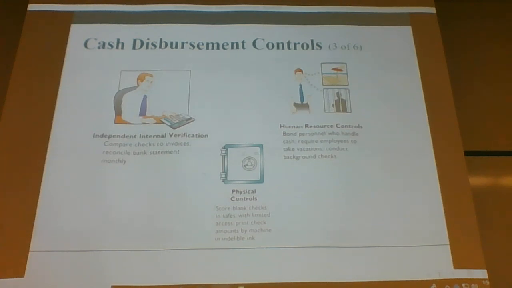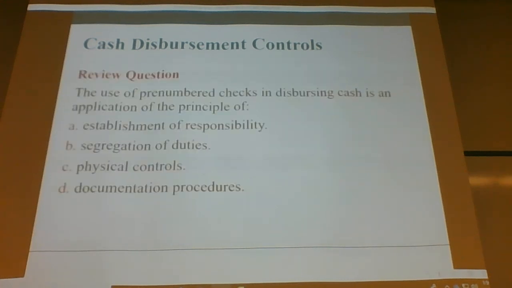We've got the exact same thing here for human resource controls, whether it's disbursement or receipt of cash, either way. And then our physical controls, we may not be storing cash here, because most businesses don't keep a lot of cash on site, but we might have blank checks that we don't want to just lay around. That's a good way for them to turn up missing.